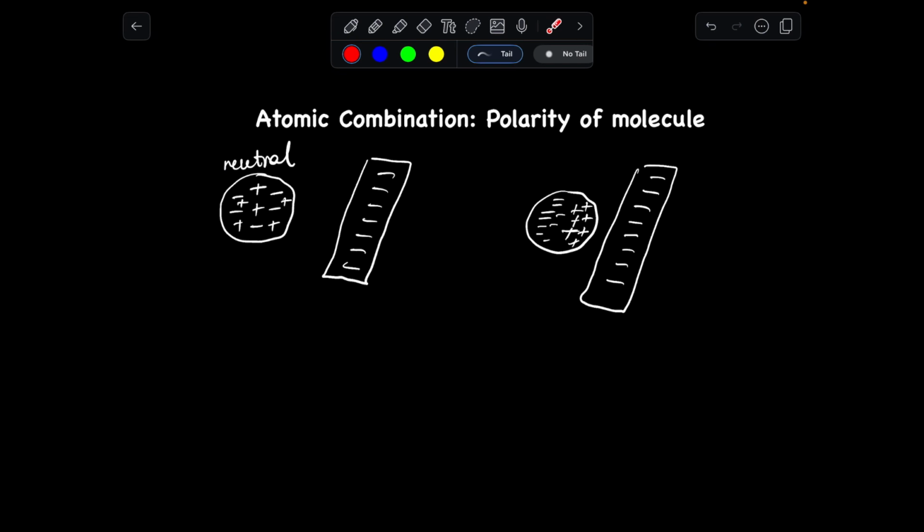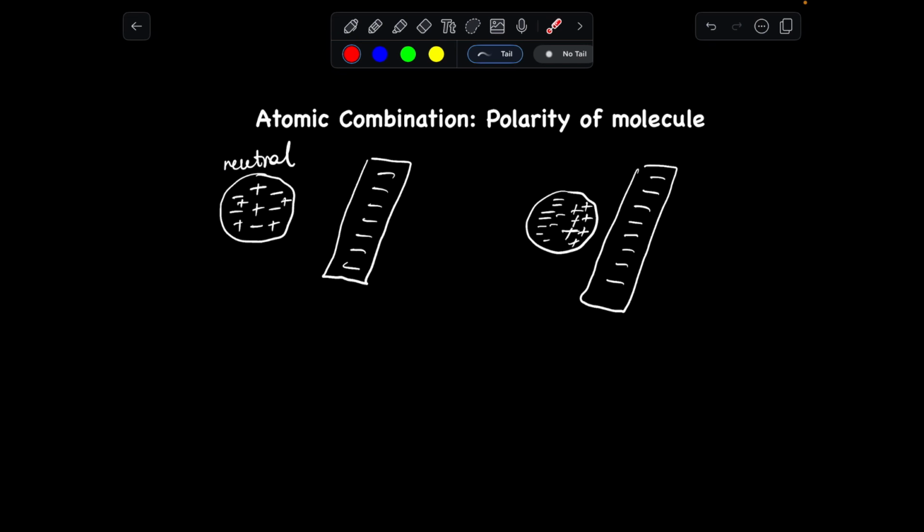Today we're going to look at the topic called atomic combination, and specifically, we're going to look at the polarity of molecules. Guys, the topic before this is the polarity of bonds. Check my previous video on this. Now I'm going to look at the polarity of molecules.